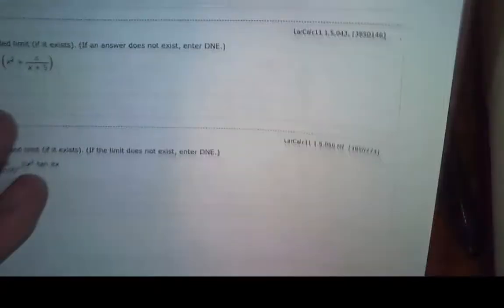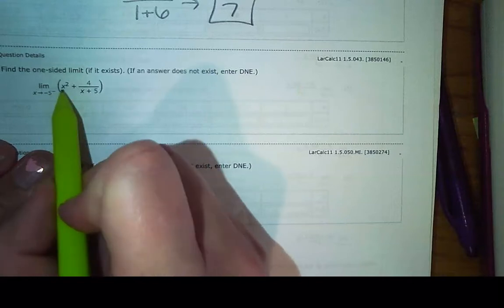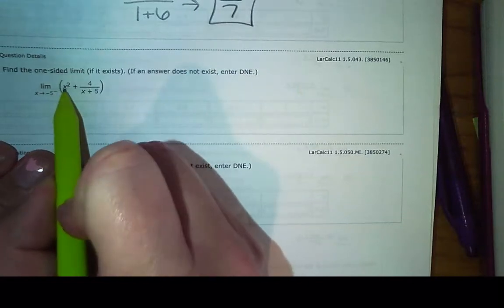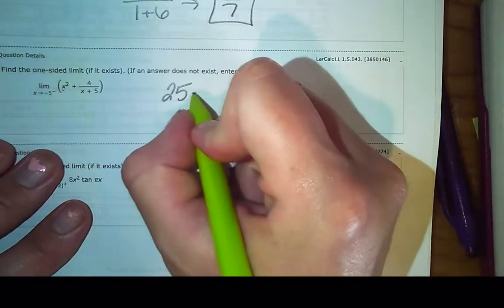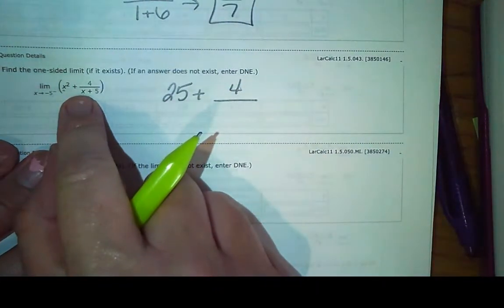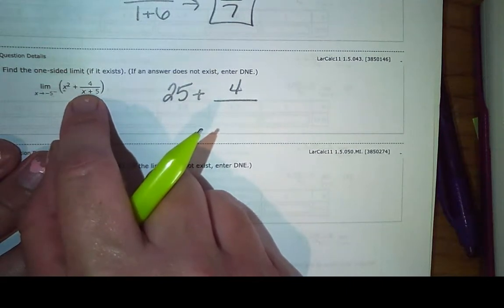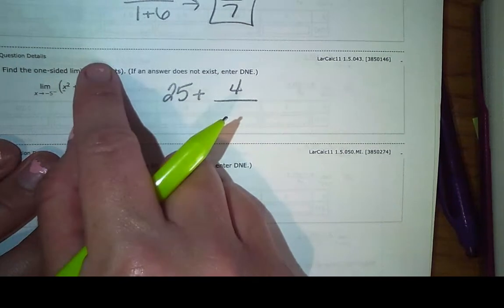What about if I come at negative, you can't see. What happens if I come at negative 5 from the left? So use direct substitution. So negative 5 squared means negative 5 times negative 5, so that's 25. Plus 4 over, if you use direct substitution, it's going to go to 0. So you have an infinitely small denominator, which makes for an infinitely large expression.